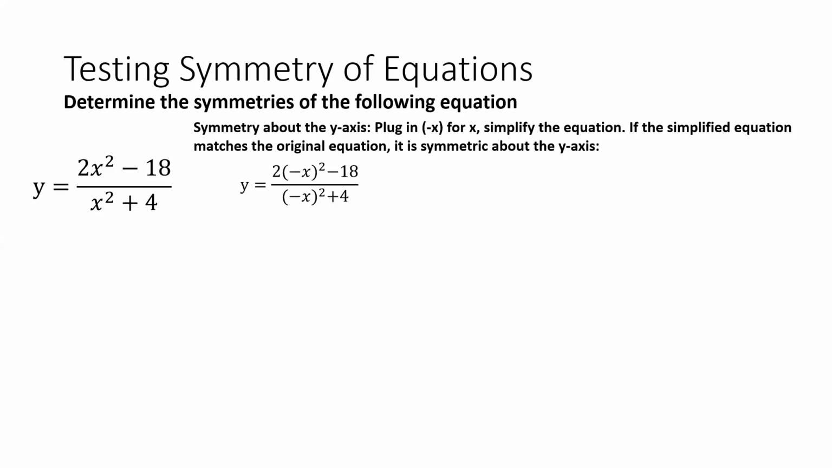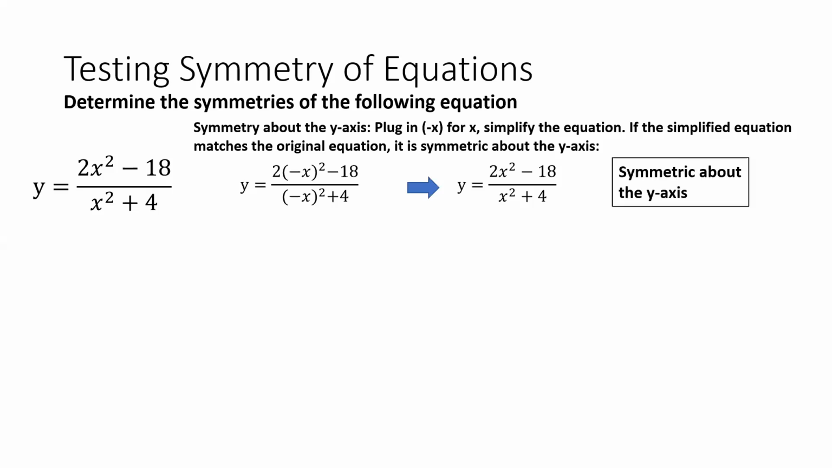Now I have to simplify, because right now it doesn't look like they're the same equation, but I'm going to simplify as far as I can. And well, negative x times negative x actually gets me a positive x squared. So that leaves me with 2x squared minus 18 on the top and x squared plus 4 on the bottom. And now I look back to my original equation. Oh, those match. They're exactly the same now after I've simplified. So this graph is symmetric about the y-axis.